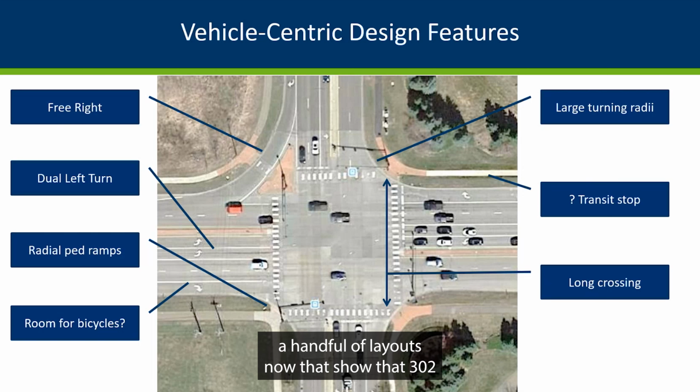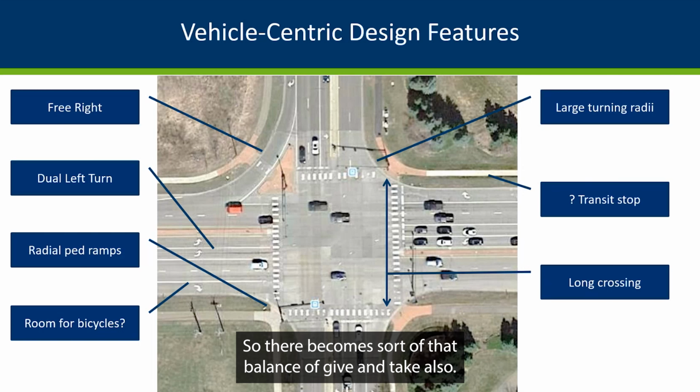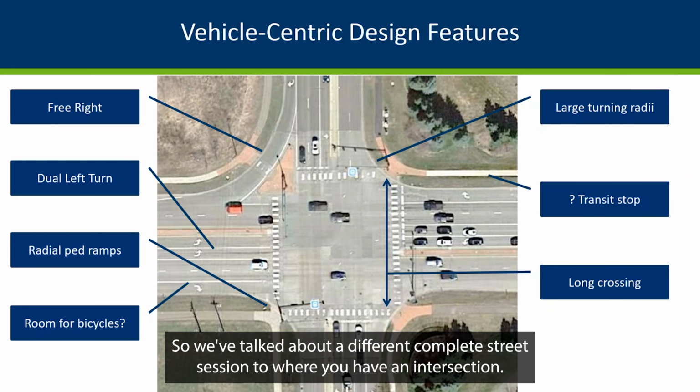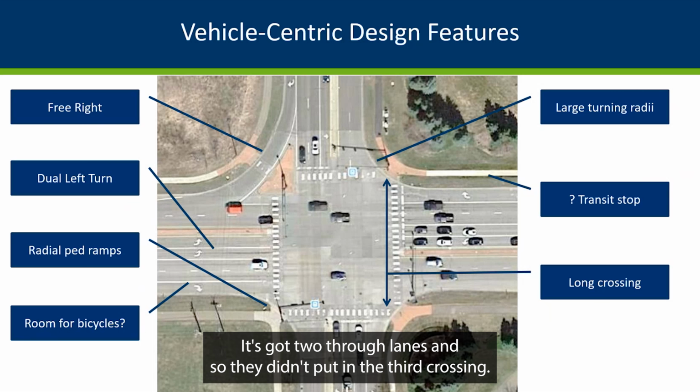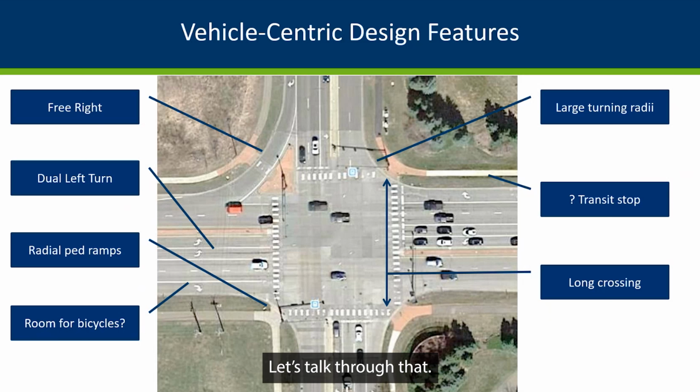I've seen a handful of layouts now that show that 302, and we're looking at it going, why do we need 2 left turn lanes? So there becomes some of that balance and give and take also on when that second turn lane is needed. So we've talked about it in a different complete street session too, where you have an intersection, it's got 2 through lanes, and so they just didn't put in the third crossing. Well, why? I mean, some people will say, well, because there's the 2 turn lanes, and that creates conflict. Okay, let's talk through that.